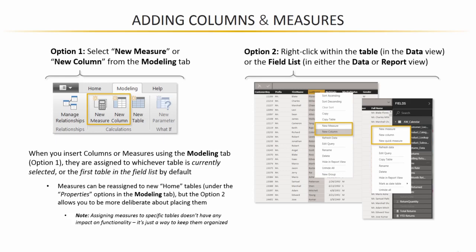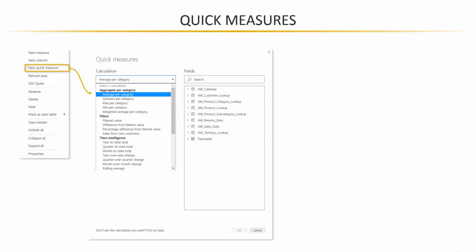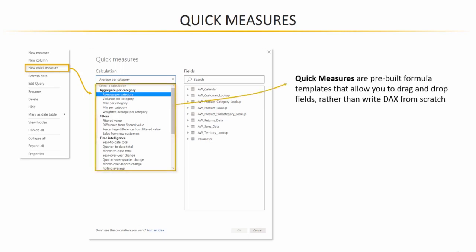Now on the right side of the screen, you'll see a third option there called New Quick Measure. When you select the Quick Measure option, you'll see this big dialog box show up with a bunch of calculations and a new field list embedded in that dialog box. And what you've got here are basically like recipes with different calculations to perform different types of analyses. Average per category, weighted average per category, difference from filtered values, time intelligence, and so on and so forth. The way I think about these is that they're basically pre-built formula templates that help you drag and drop fields rather than actually writing any DAX from scratch.